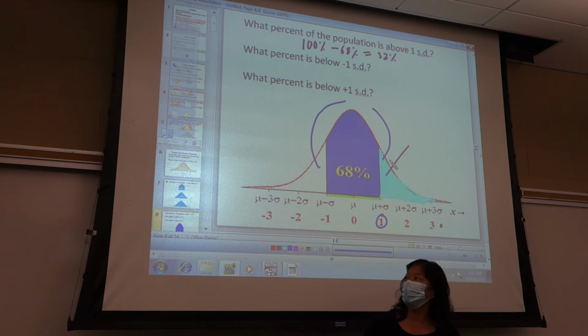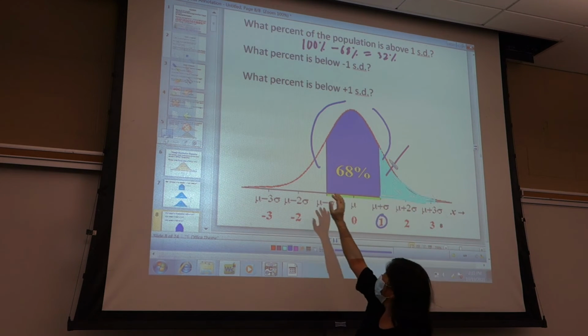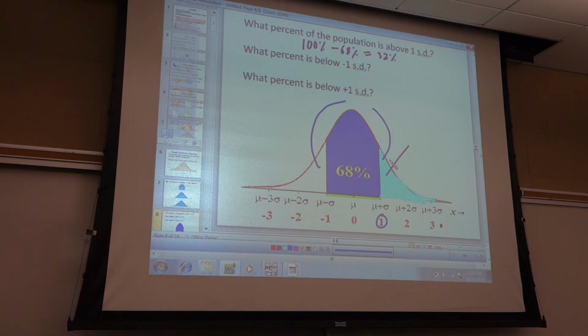It's symmetric, so half is here and half is there. What's half of 32%? So this whole part here is 32%. Half of it's here. 32% divided by 2 is what? 16%. So half of it's over here, and half is on the other side. What percent is below 1 standard deviation? Also 16%. Everybody with that?